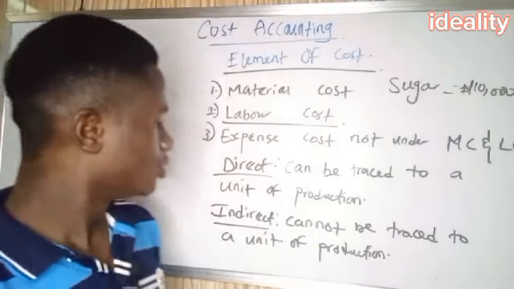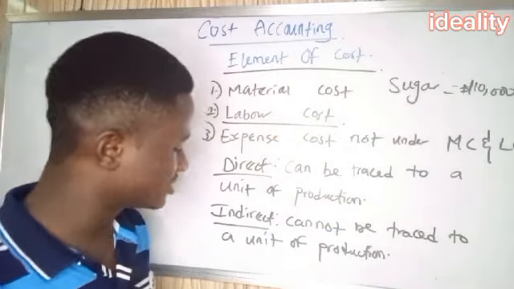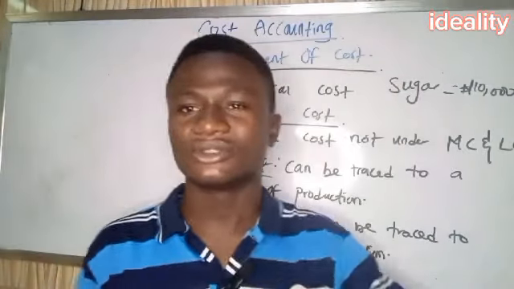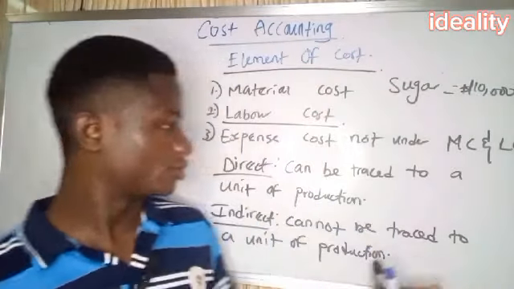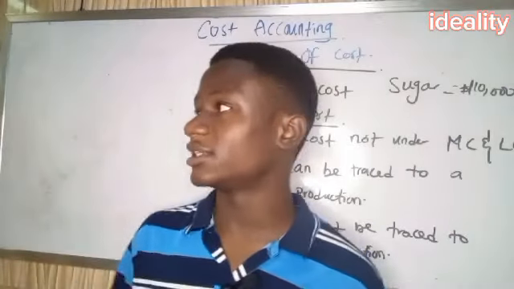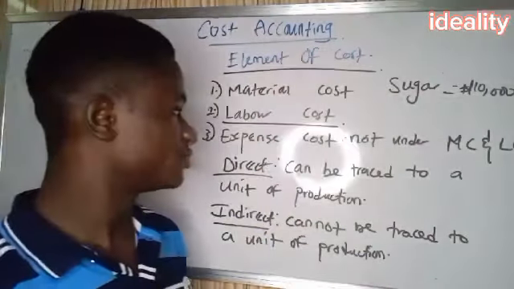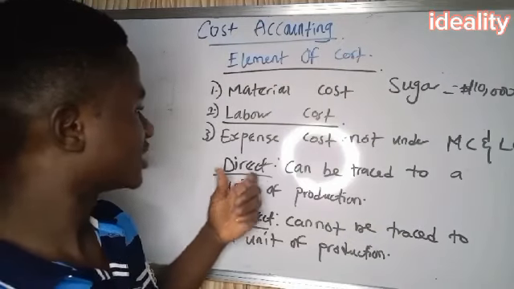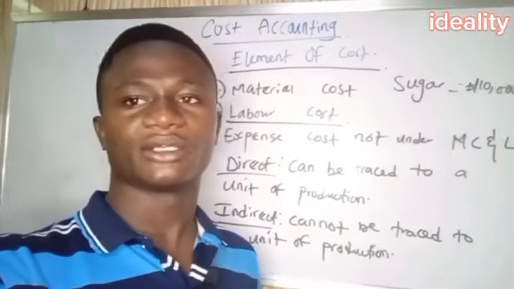You know what I'm trying to say? But indirect costs can be charged on so many bases because they cannot be traced to a particular unit. They are used for different things. So these are what we call direct and indirect cost. So let's look at other classifications of it because we still have types of direct cost, types of indirect cost. Let's look at them one by one.